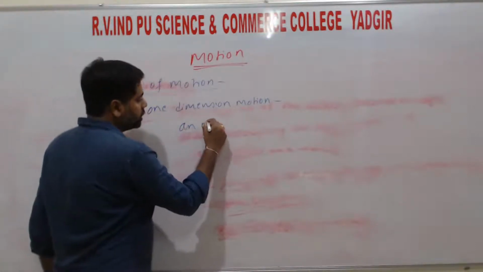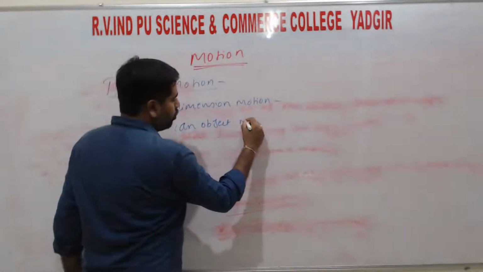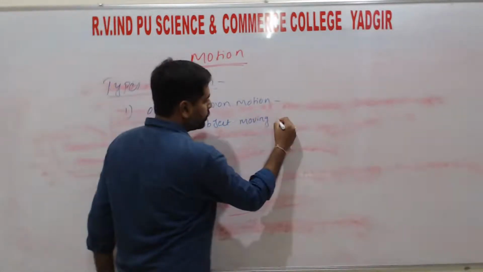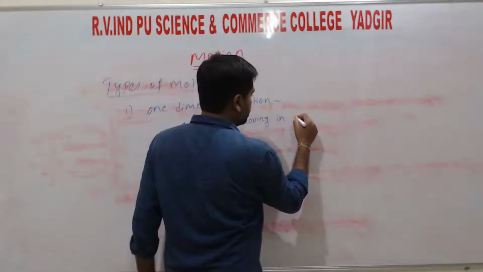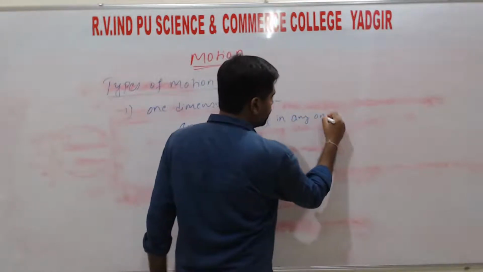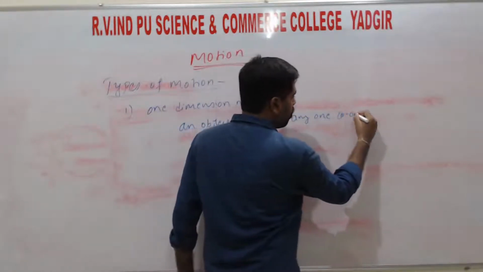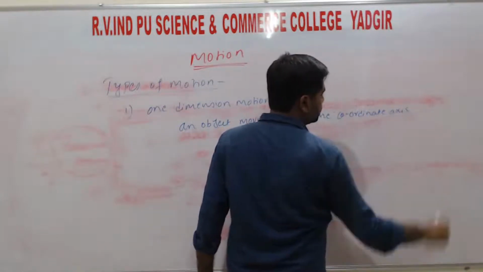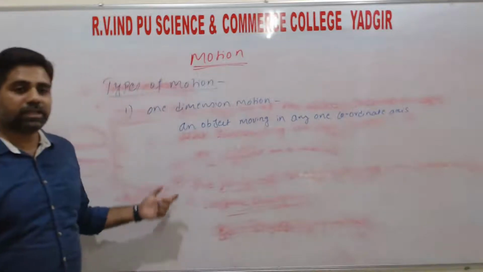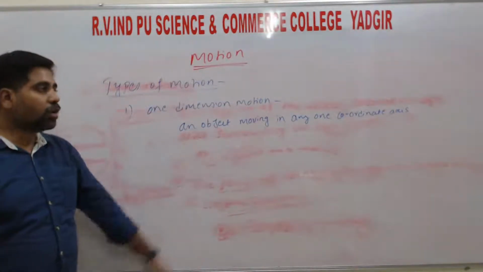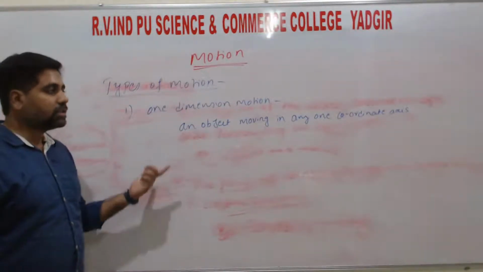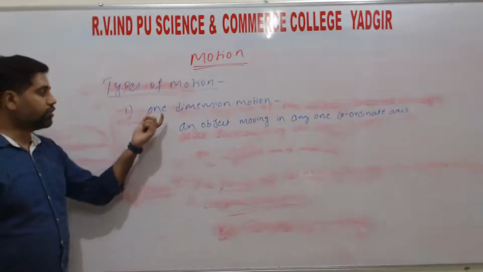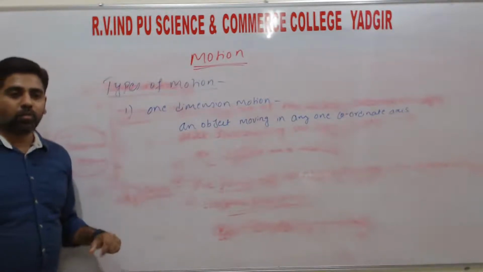So an object moving in any one coordinate axis along a straight line, then that motion we call one dimension motion, right?